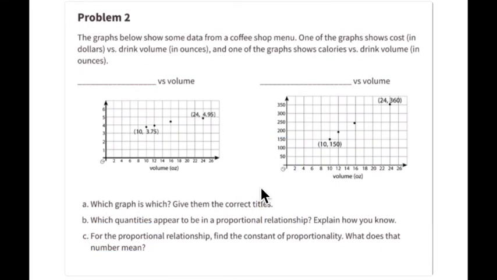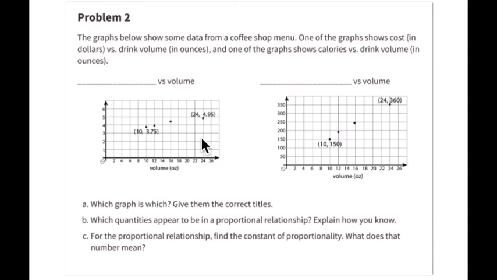This is problem 2, and in this problem, you are comparing the cost of coffee at a coffee shop, so how many dollars for how much volume, compared to the calories in each cup of coffee, the different sizes of coffee that you purchase. So which graph goes with calories and which graph goes with dollars, or with cost?